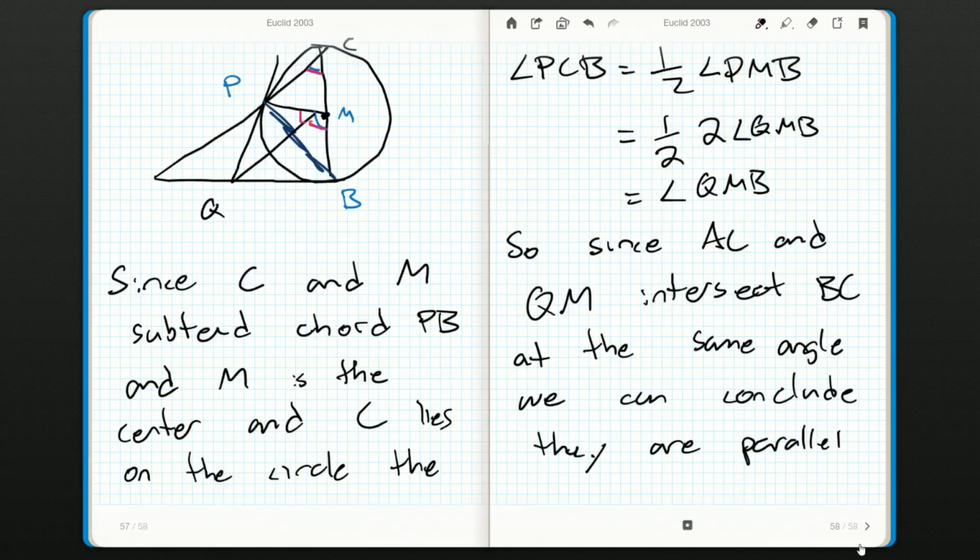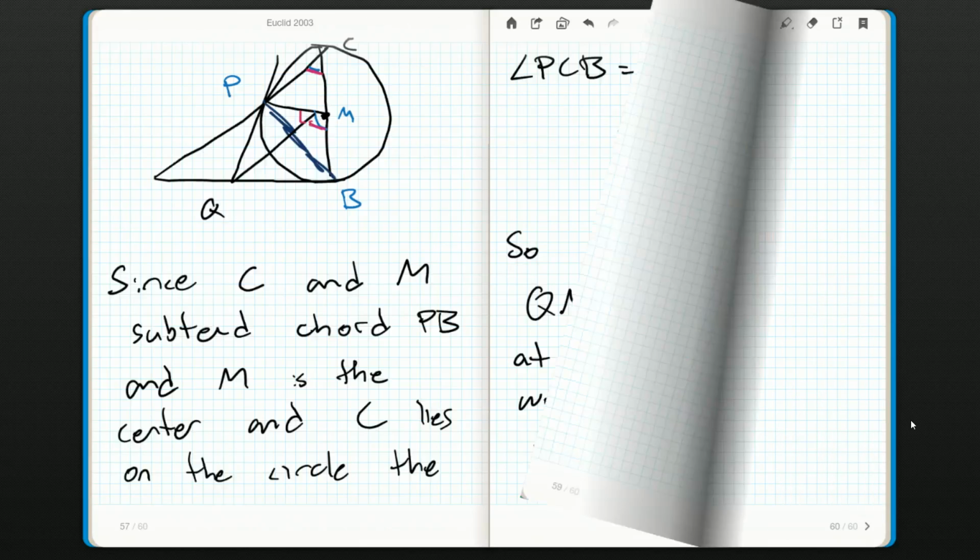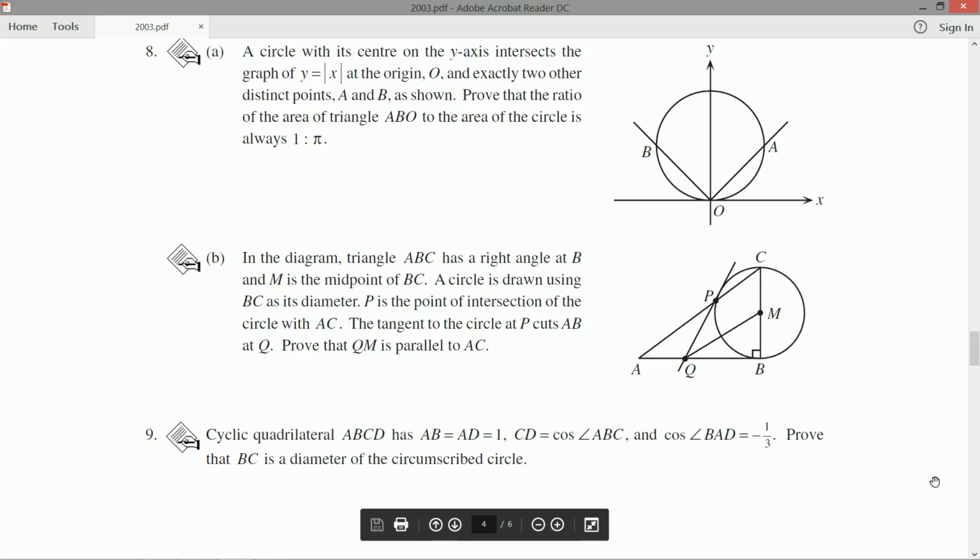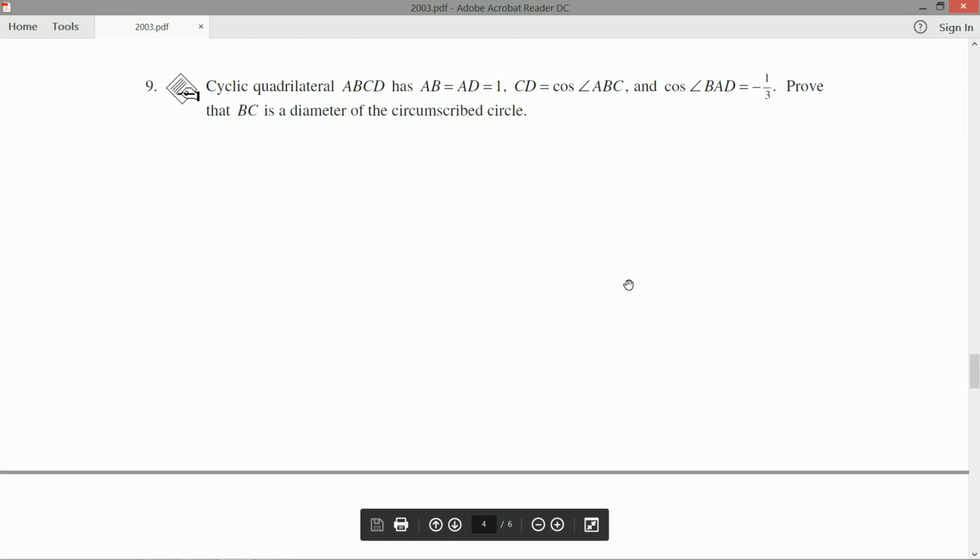Okay, we got more of the Euclid to go, so we're going to flip the page. And we're going to just go back and take a gander at 9 for a second. Take a deep breath, and join me in the next video. We're going to look at 9 together.